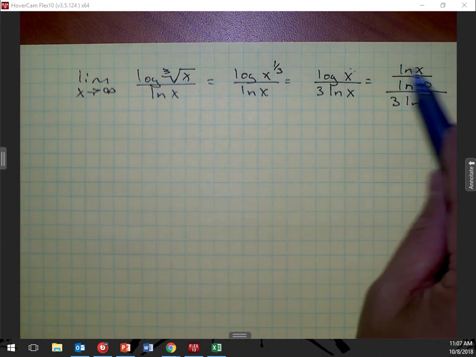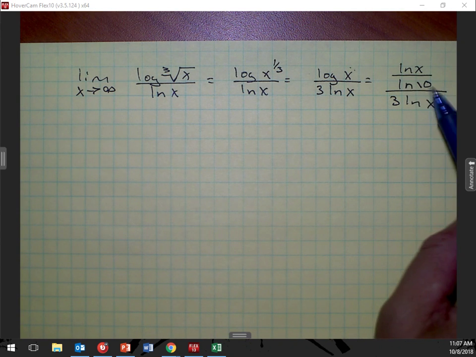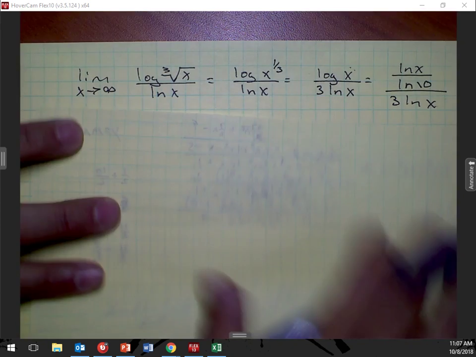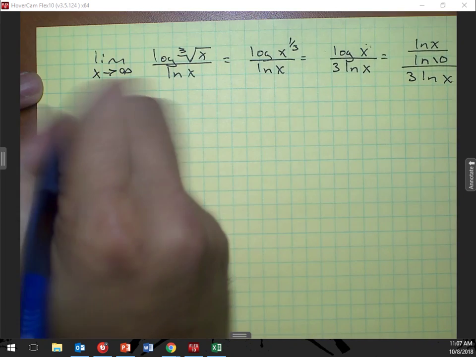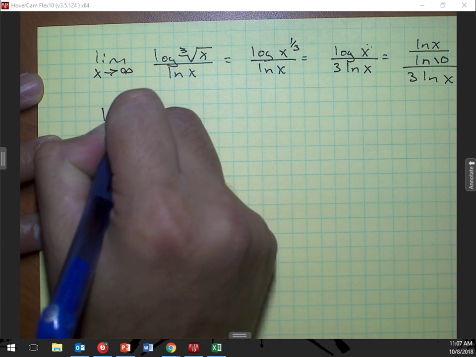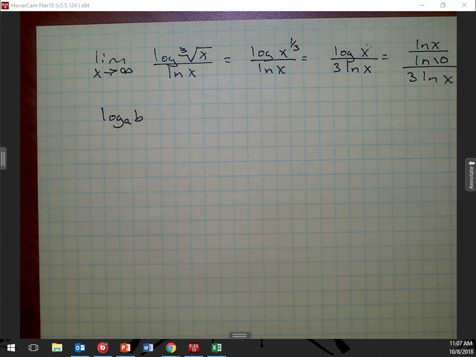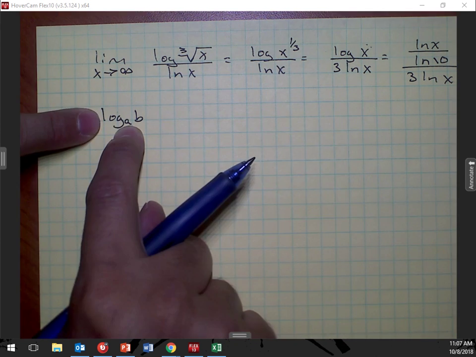Does that make sense? Did I lose anyone with this right here? Yes? Okay, so here's the rule. Whenever I'm doing a change of base, it's going to be log base A of B. My base is going to be the A.